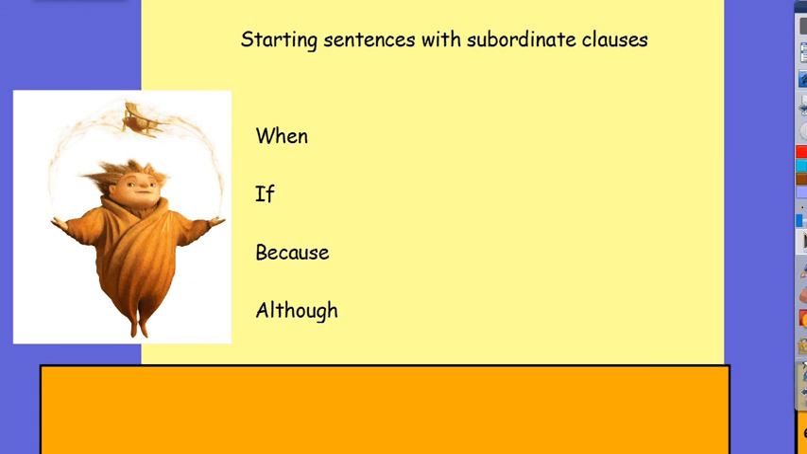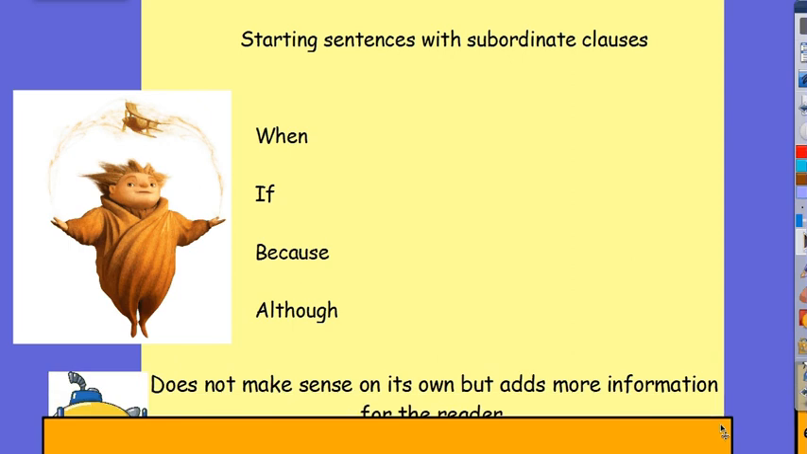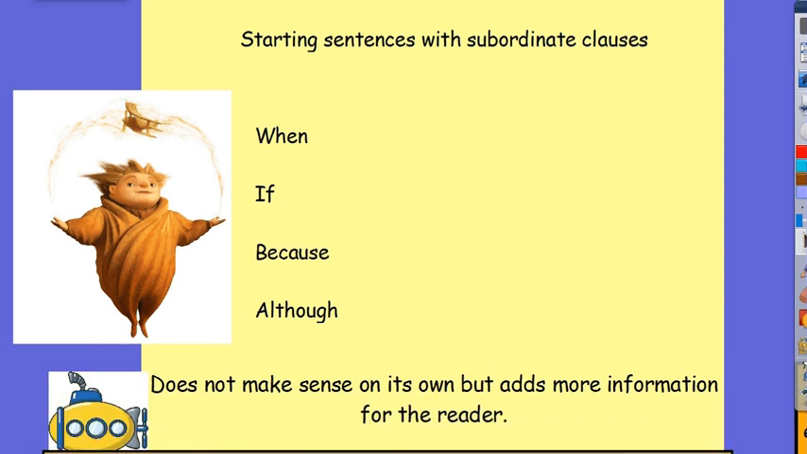So subordinate conjunctions we're going to be using at the start of a sentence today. They add information to the sentence, but they don't make sense on their own. So they're going to be going at the start of our sentences, but they don't make sense on their own. So it doesn't make sense on its own, but it adds more information for the reader.